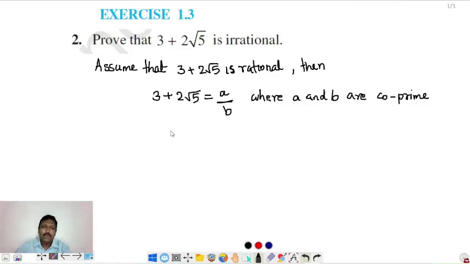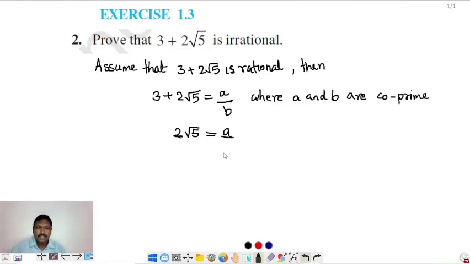Now you have to keep only 2 root 5 on the left side and transpose all other numbers to the right side. So I am going to transpose it. First I am changing this 3 from here, so we can write 2 root 5 is equal to a divided by b.